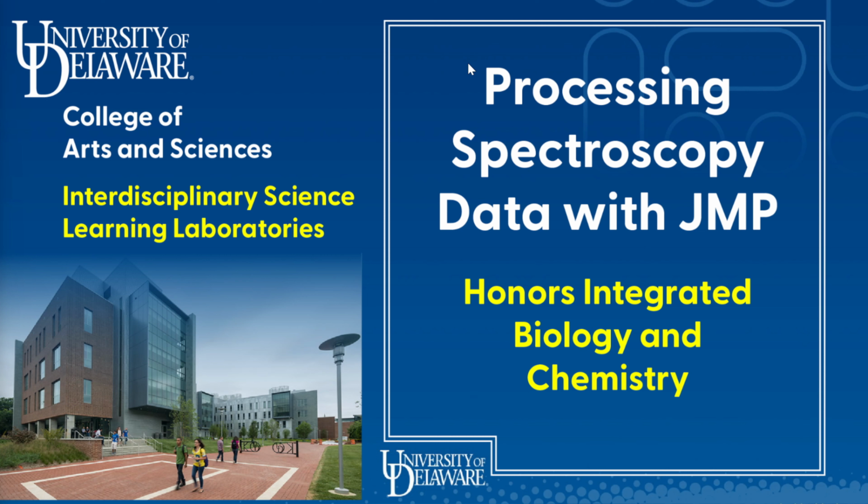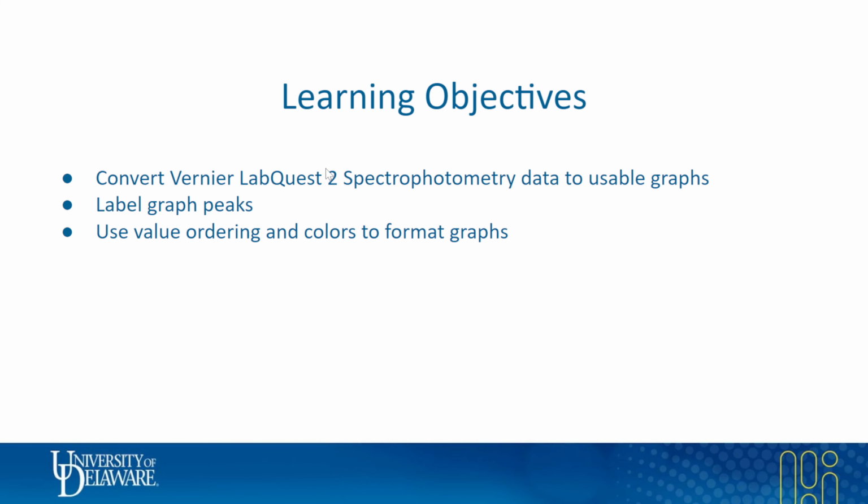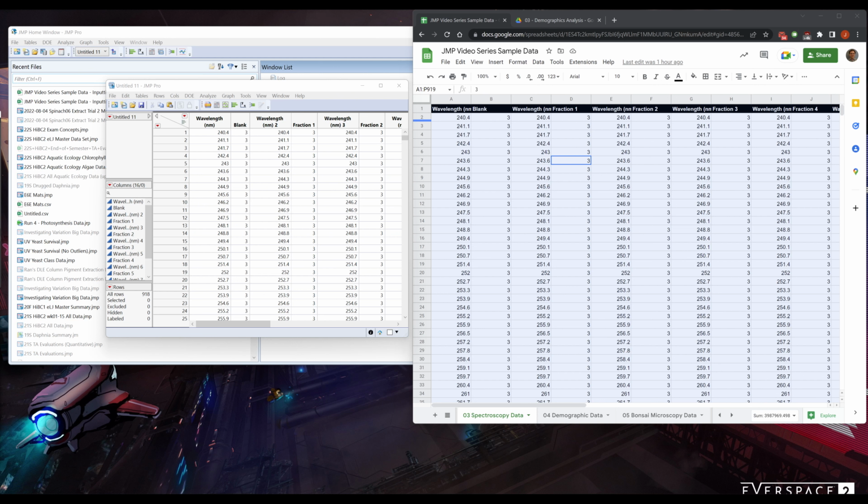In this video, we'll be going over how to process spectroscopy data with JMP. Specifically, how do we take the data we get from our Vernier LabQuest 2s in lab and turn that into usable graphs? And then can we label our peaks on there or color ranges, and can we use value ordering and colors to format our graphs? So I think this one will be very practical.